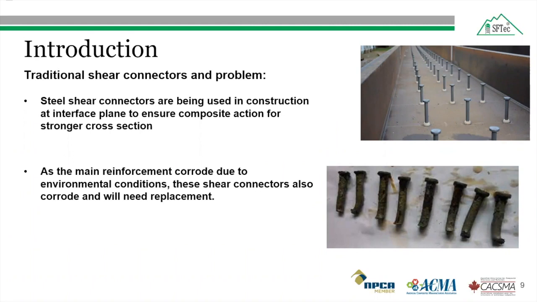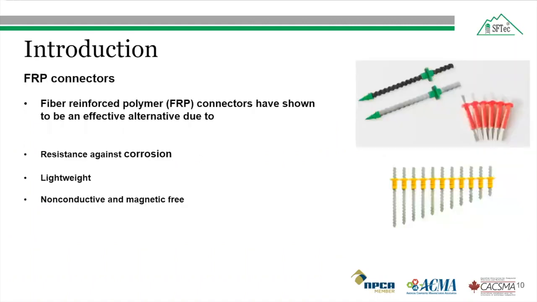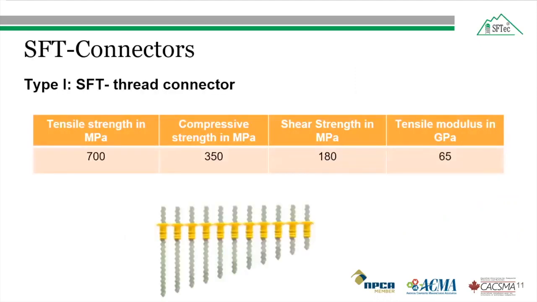So fiber reinforced polymer connectors have shown to be an effective alternative to the conventional steel connectors due to their resistance against corrosion. They are lightweight, non-conductive, and magnetic free. We'll discuss why the non-conductivity of the FRP is helpful. With SFTec connectors, we generally have 3 different types of connectors.